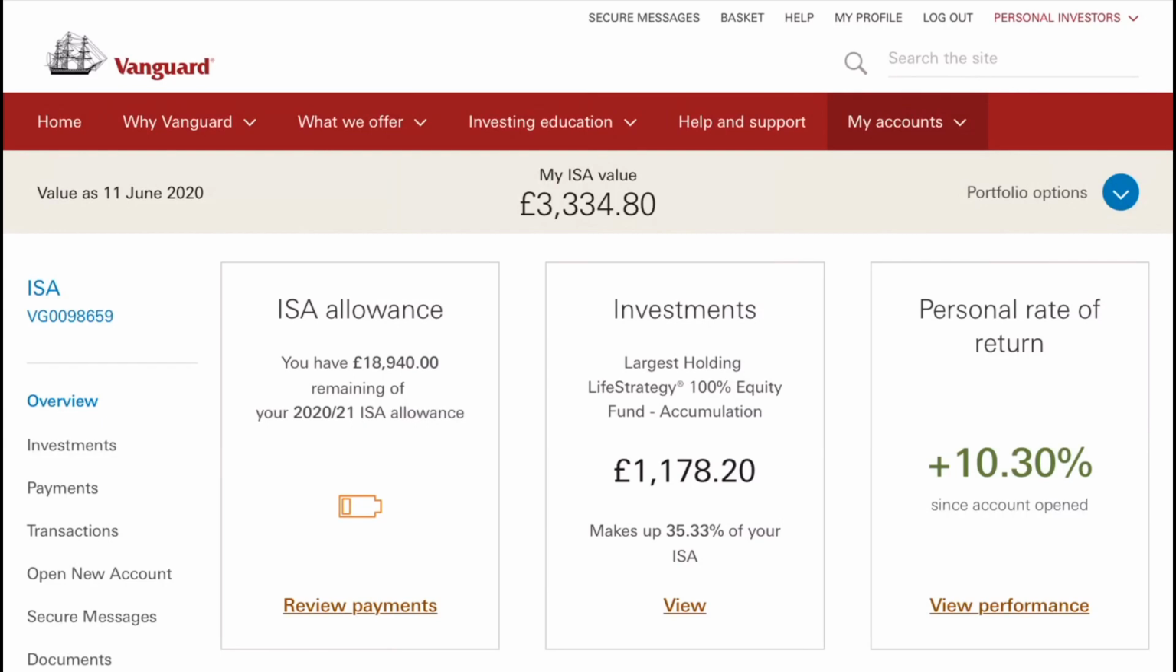The overall value of my portfolio has increased from £3,191.78, and it's now valued at £3,334.80, an increase of almost £150 in under 2 weeks. Now, the stock market's been having a particularly strong time recently, and while there's still lots going on globally, there does seem to be a bit of a disconnect between the stock market valuations and the state of the economy.